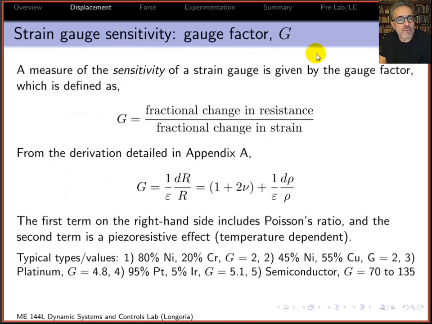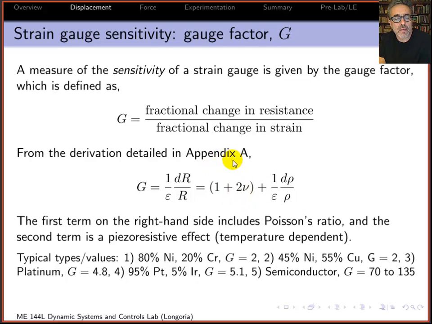Like any sensor, the strain gauge has sensitivity, and what's important here is how much the resistance changes as you strain the gauge. That ratio is defined as the gauge factor. The gauge factor can be shown to be related to the geometric change in the material, which is related to Poisson's ratio, and also to a material part. So most sensors will have this kind of basic mechanism where you see a change in geometry and a change in material.